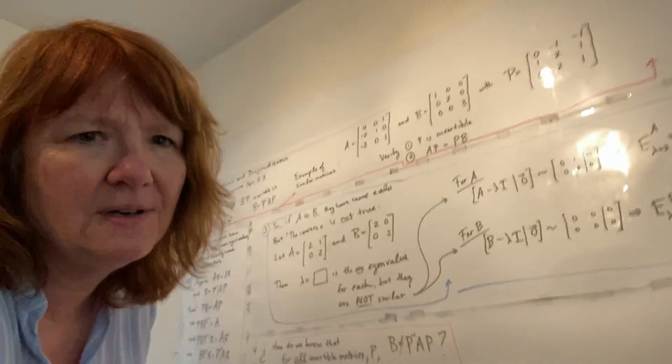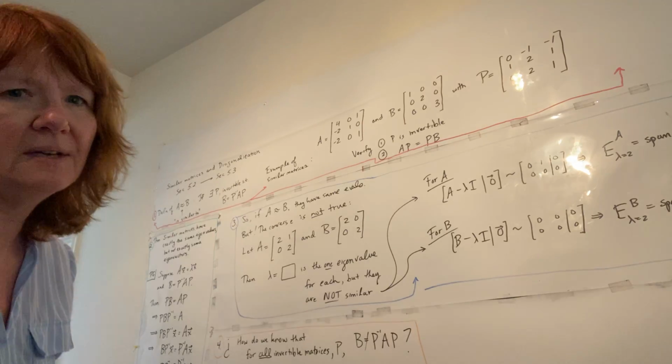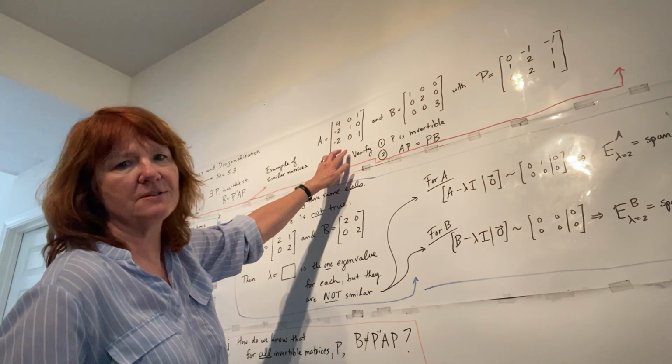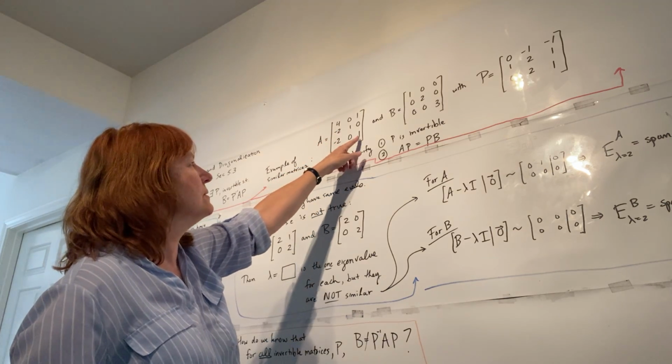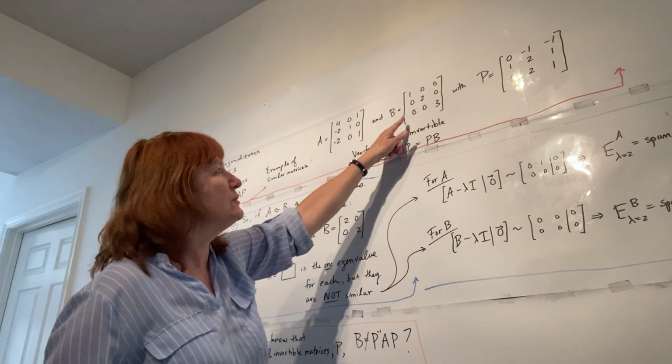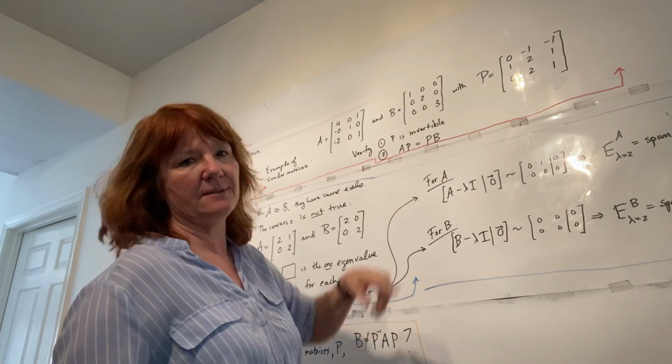Alrighty. So, let's get your eyes up here. So, here's the matrix A: 4, 0, 1, negative 2, 1, 0, negative 2, 0, 1. And the matrix B with 1, 2, 3 on the diagonal.